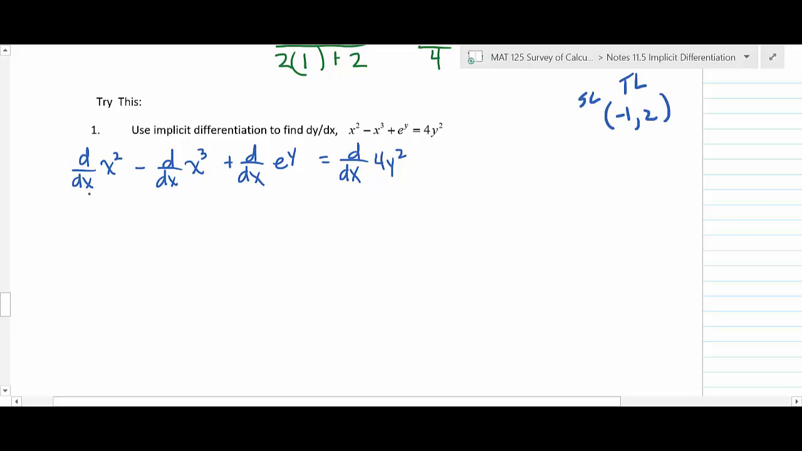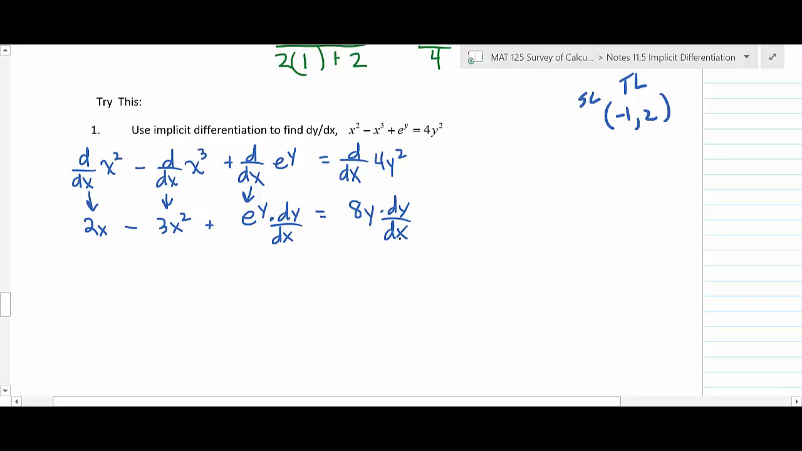Okay, so what's the derivative of x squared? 2x, derivative of x to the third, 3x squared. Here's the one possible slip up. What's the derivative of e to the y? Okay, you got to make sure you have your dy over dx. Okay, you want to make sure you did that. Okay, then how about the next one? 8y dy over dx. Okay, like that. So you got to have that.